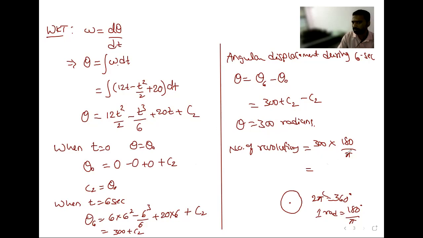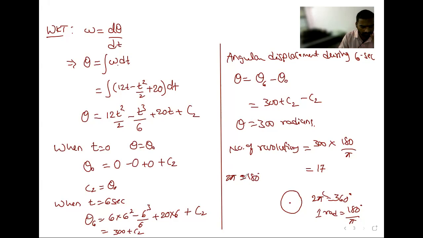Yes, radians multiply by 180 by 5. These many revolutions. 171, 1788, 17188. 2 pi radian is equal to 180 degree.